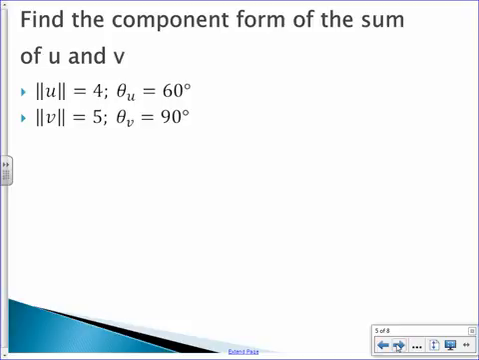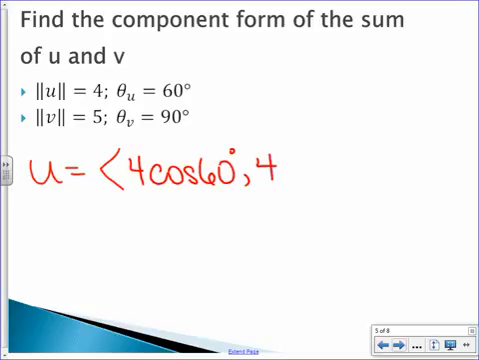So we need to take each of these vectors and find their component forms and then add them together. But if you notice, we kind of have some nice angles, so this shouldn't be too bad. Let's start with vector u. To find its horizontal component, we will take 4 times the cosine of 60 degrees. And to find its vertical component, we will take 4 times the sine of 60 degrees.